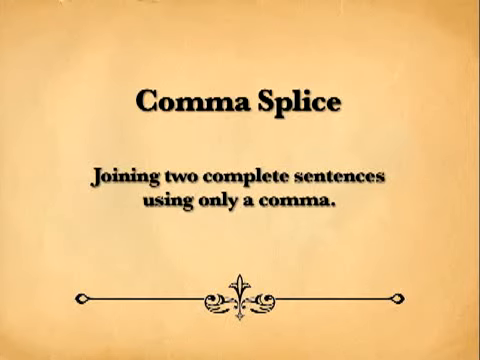The first error we're going to address is the comma splice. And a comma splice happens when you put together two complete sentences using only a comma. Now, the comma is fairly weak in the world of punctuation, so a comma all by itself just doesn't have the oomph or the strength to join together two complete sentences.